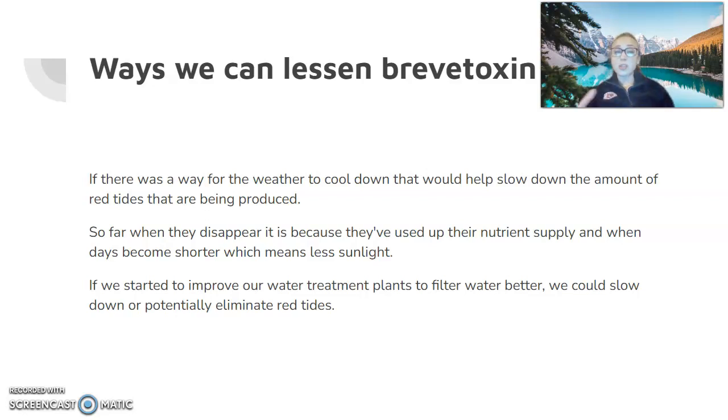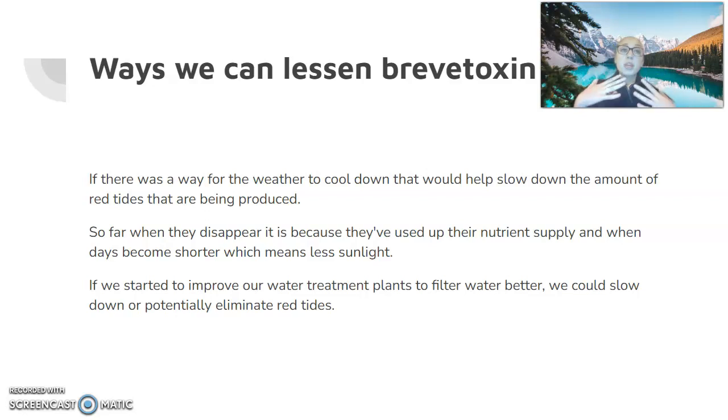Scientists aren't 100% sure if the weather is 100% effective. So far, when red tides disappear right now, it's because they've used up their nutrient supply, and when the days become shorter, which basically just means when there's less sunlight. So they're not getting that sunlight to feed off of, so they're dying out with less sunlight.